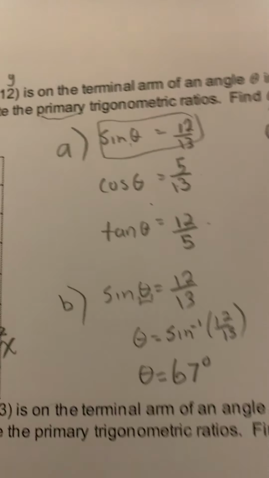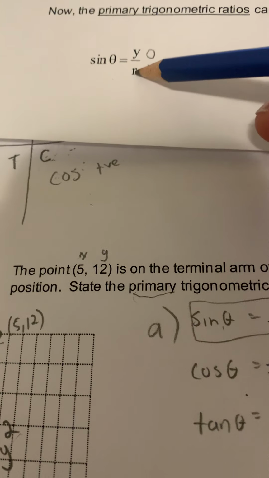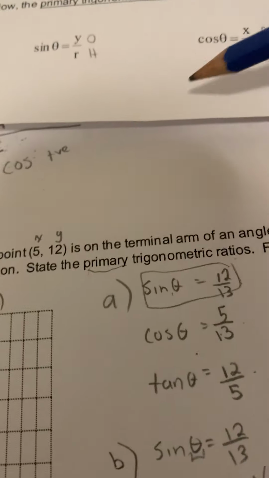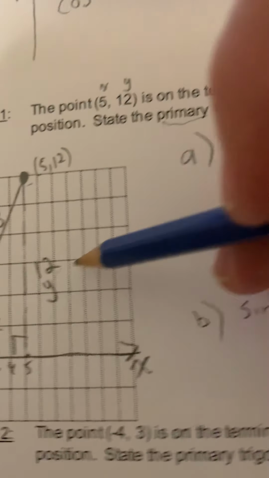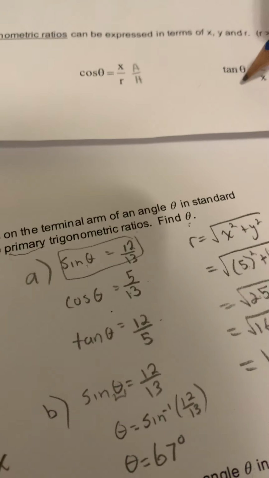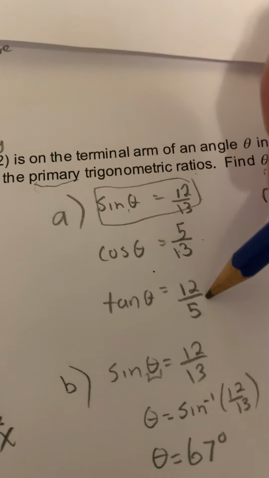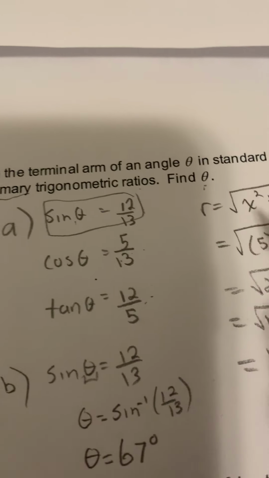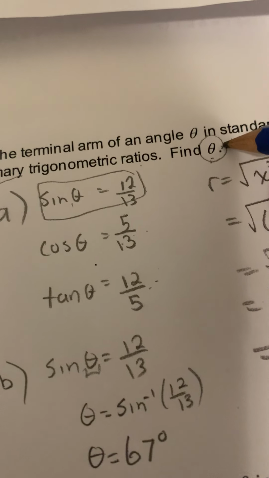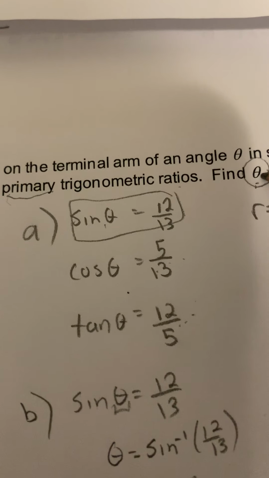Okay, then we want to find our trig ratios. So sine is y over r, so 12 over 13. Our cos is x over r, so 5 over 13, which is here. And tan is y over x, so 12 over 5, which we have here. Okay, and then the second part of the question asks you to find theta. So theta is the angle. So you could take any one of these and you could find the angle.